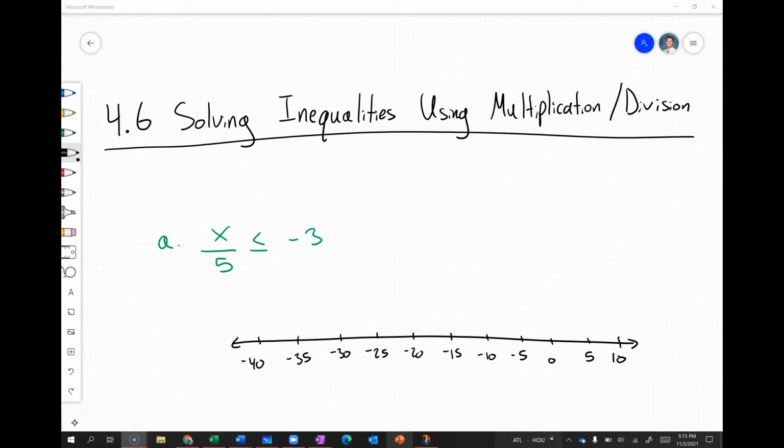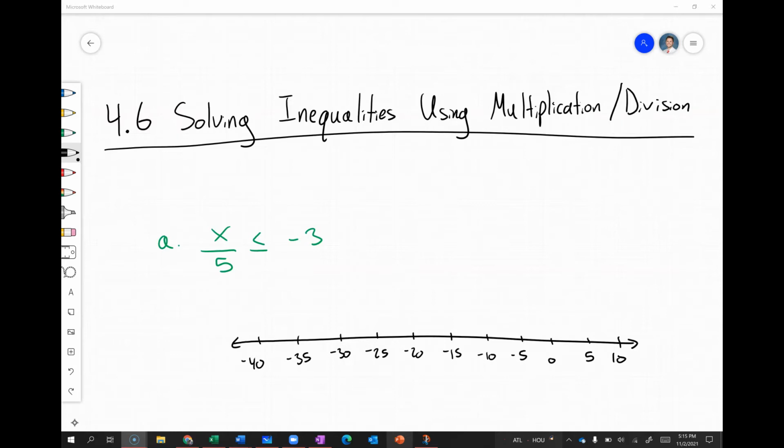Hey everybody, in this video we are going to look at solving inequalities using multiplication and division. And we're only going to do one graph of the inequality because we looked at that last time. I think we should be able to do that even without it in this video.